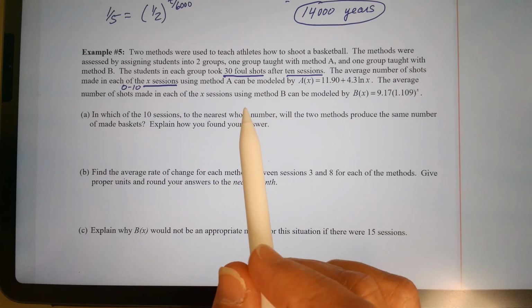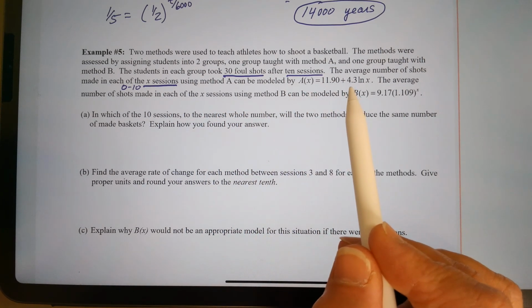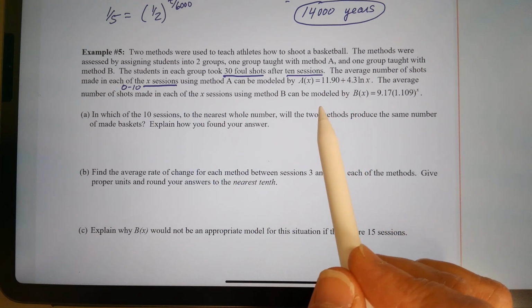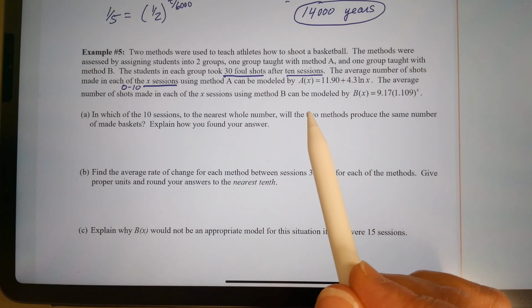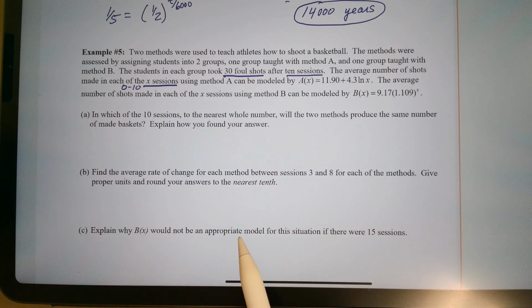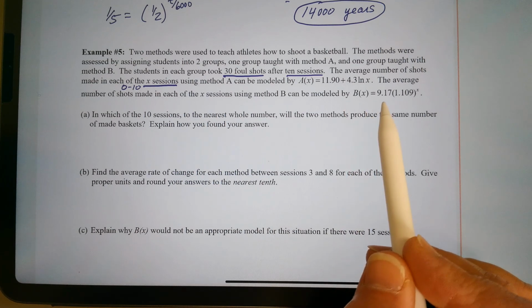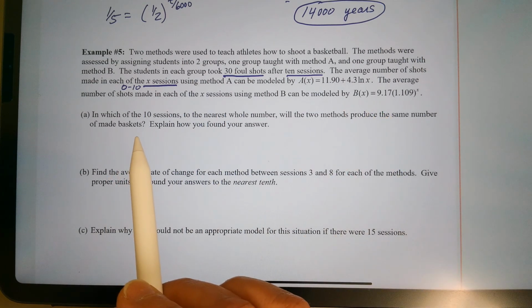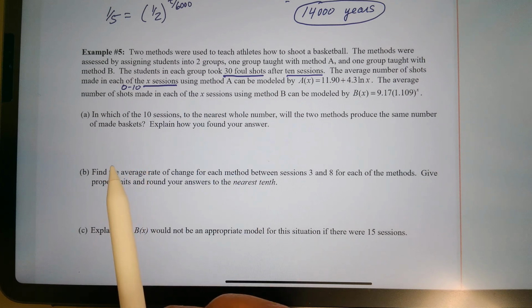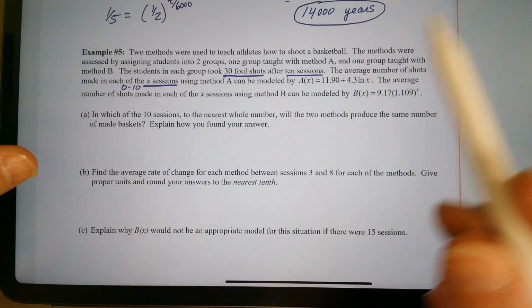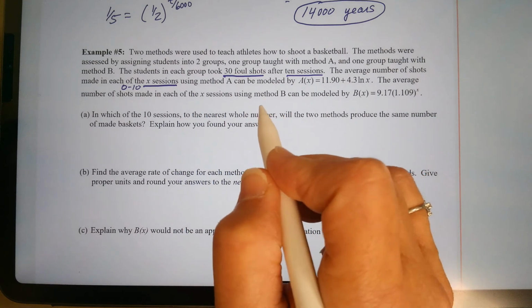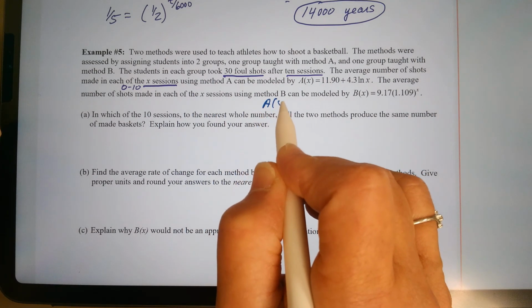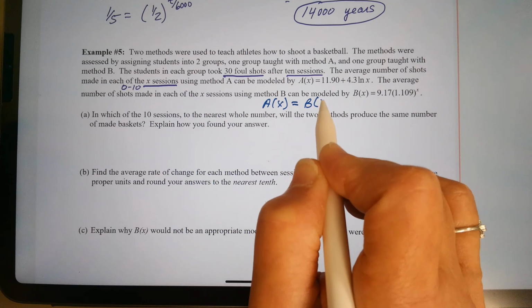using method A can be modeled by, here's our equation, A of x equals 11.90 plus 4.3 ln x. The average number of shots made in each of the x sessions using method B can be modeled by this equation. In which of the 10 sessions, to the nearest whole number, will the 2 methods produce the same number of made baskets? All right, so in other words, it's asking us for the same number. So when is A of x equal to B of x?